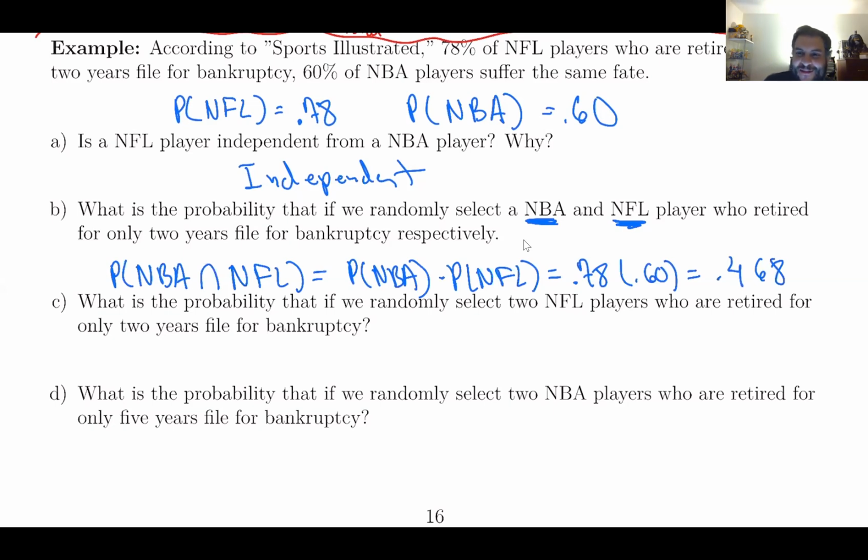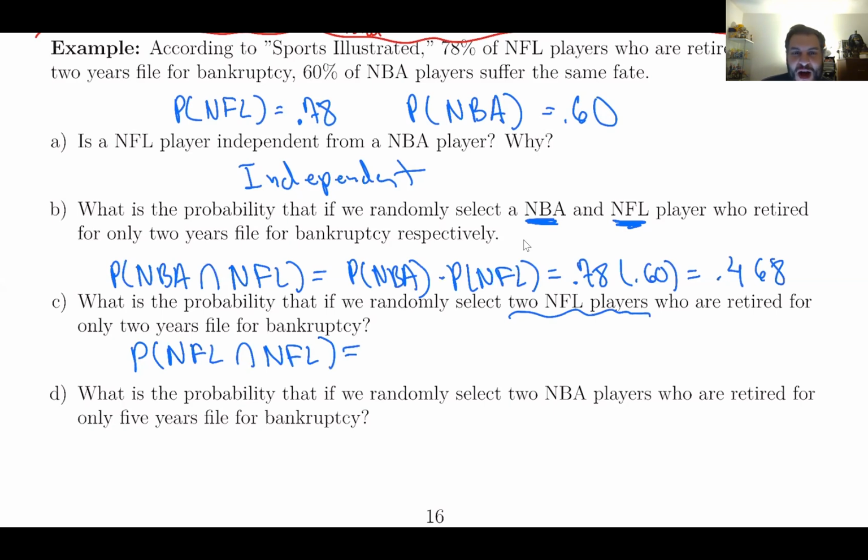Cool, perfect. So we have 2 NFL players. For this one, we want the first one to file for bankruptcy within 2 years after they retire, and we also want the second one to file for bankruptcy within 2 years after they retire. So we want both of them to file for bankruptcy within 2 years after they retire.